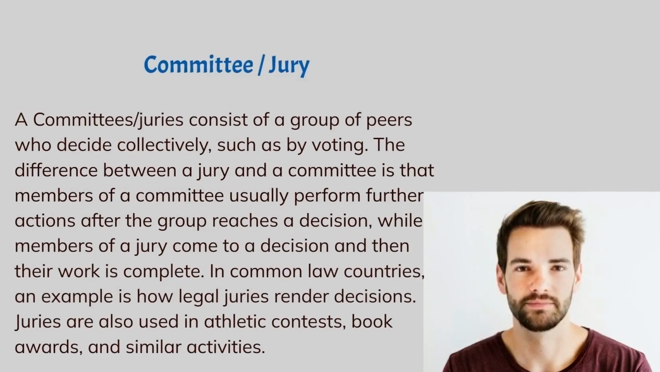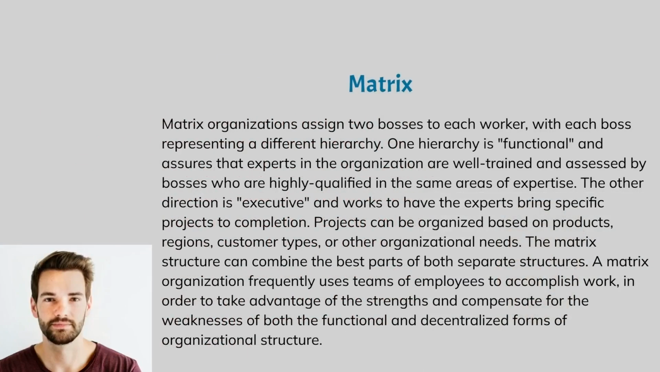Committee or jury. Committees and juries consist of a group of peers who decide collectively, such as by voting. The difference between a jury and a committee is that members of a committee usually perform further actions after the group reaches a decision, while members of a jury come to a decision, and then their work is complete. In common law countries, an example is how legal juries render decisions. Juries are also used in athletic contests, book awards, and similar activities.